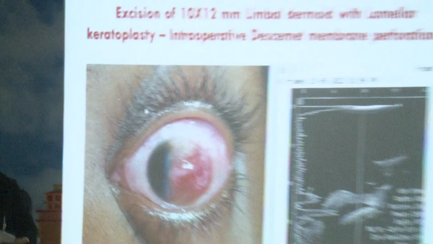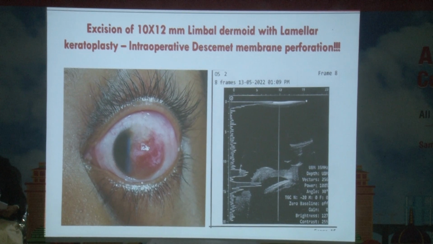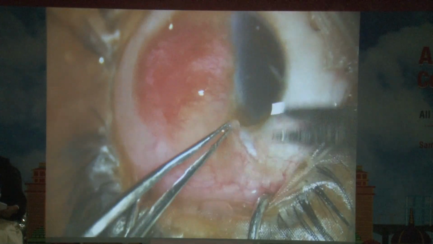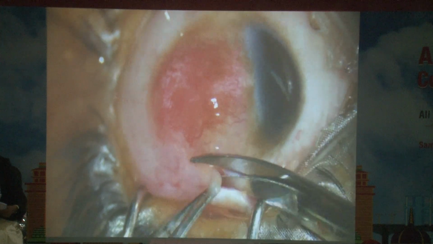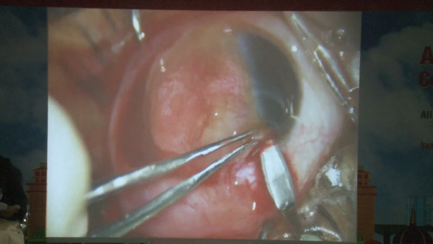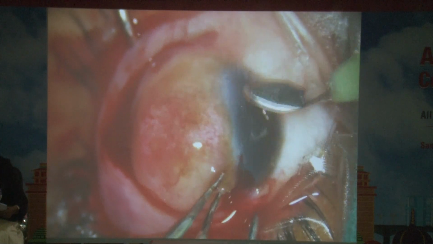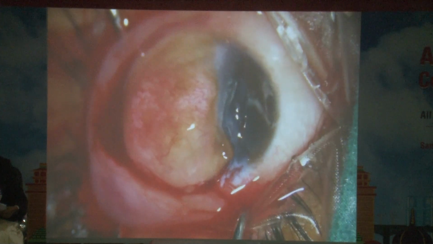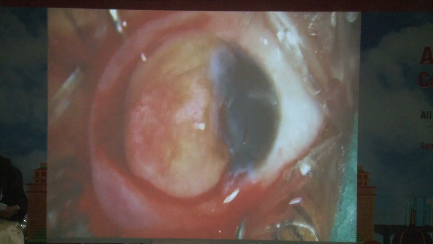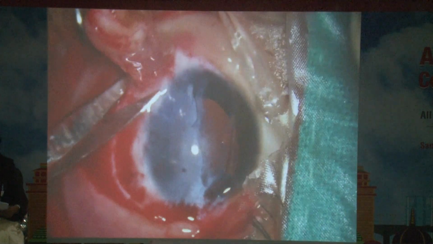Hello everyone, this is a case of 10 into 12 mm grade 2 limbal dermoid who was planned for manual DALK. First, conjunctival peritomy was done. Then, with the help of a 350 micron disposable microkeratome blade, a corneal incision is given. Then, with the help of a crescent and Westcott corneal scissor, the dermoid is dissected out.